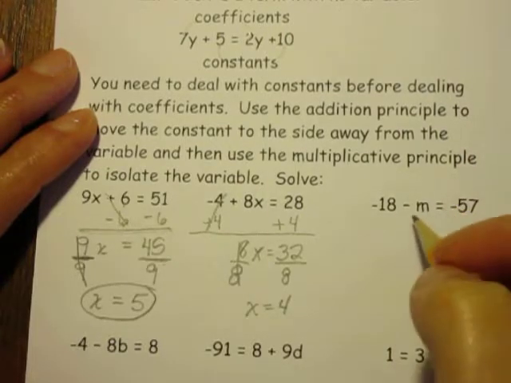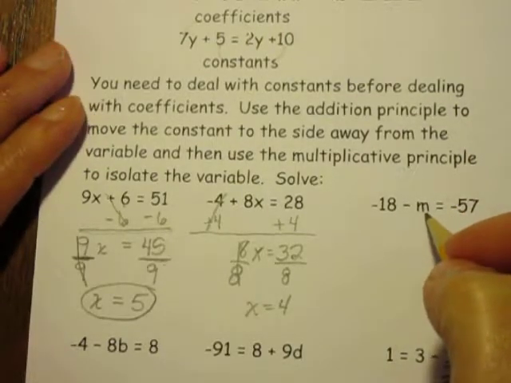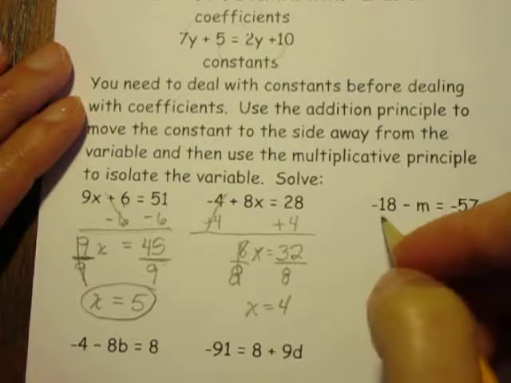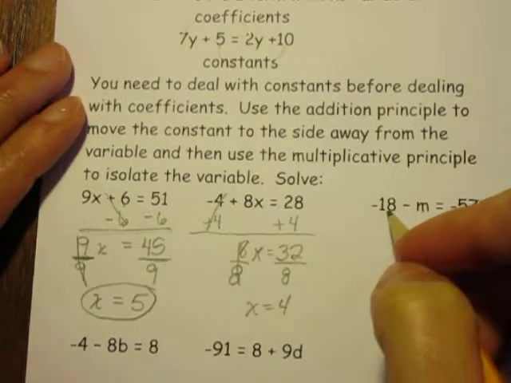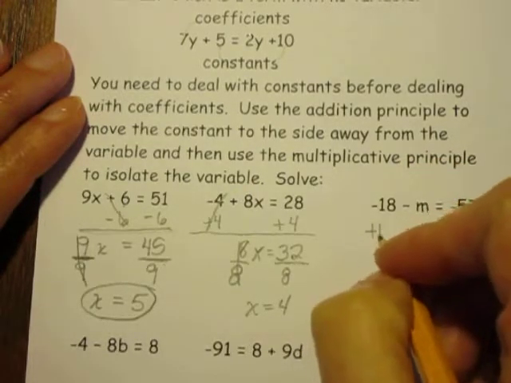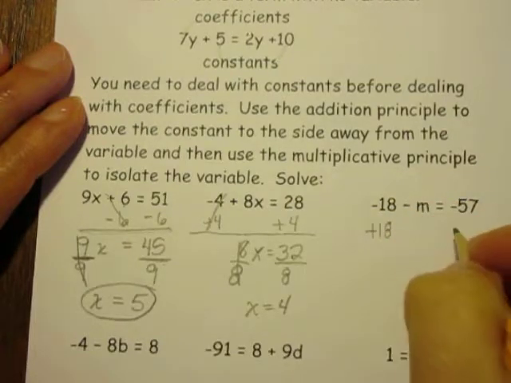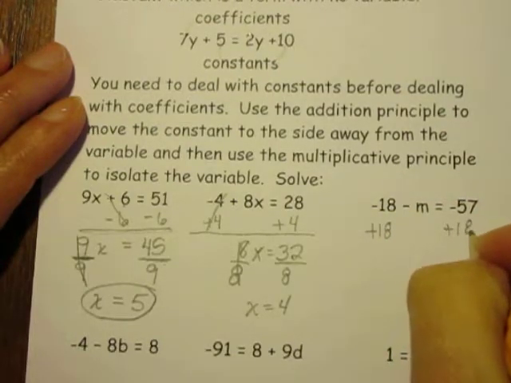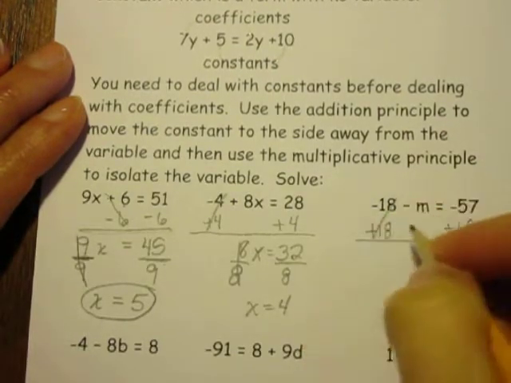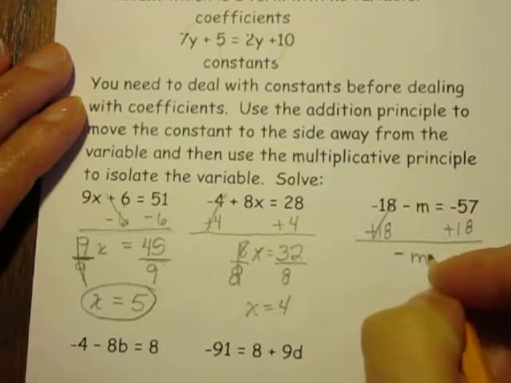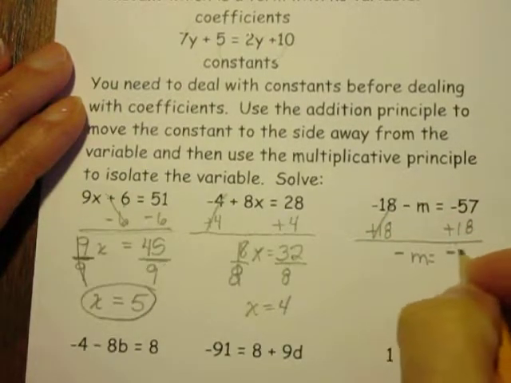Okay, on to our next one. Our variable here is second again, but it's still on the left side. We've got negative 18 as our constant. We're going to use the additive inverse to eliminate that. So I'm going to add 18 to each side. So I end up with negative m is equal to negative 39.